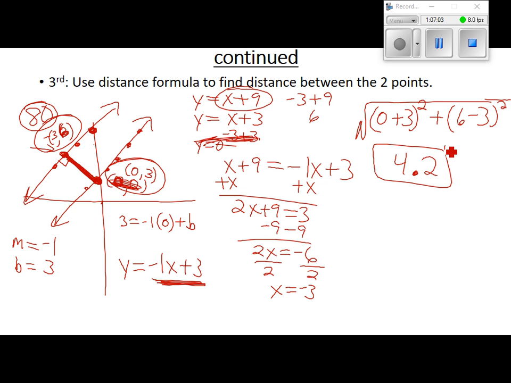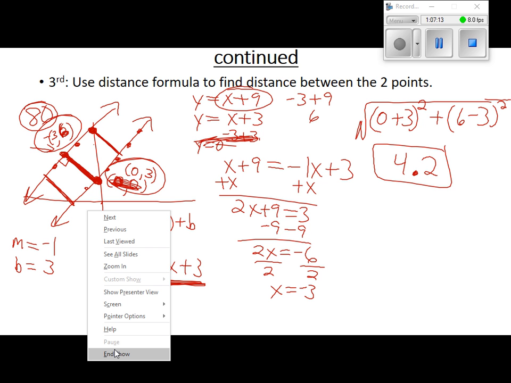How far is it from here to there then? 4.2. How far is it from here to there? How about from here to there? 4.2. All those distances should all be the same.